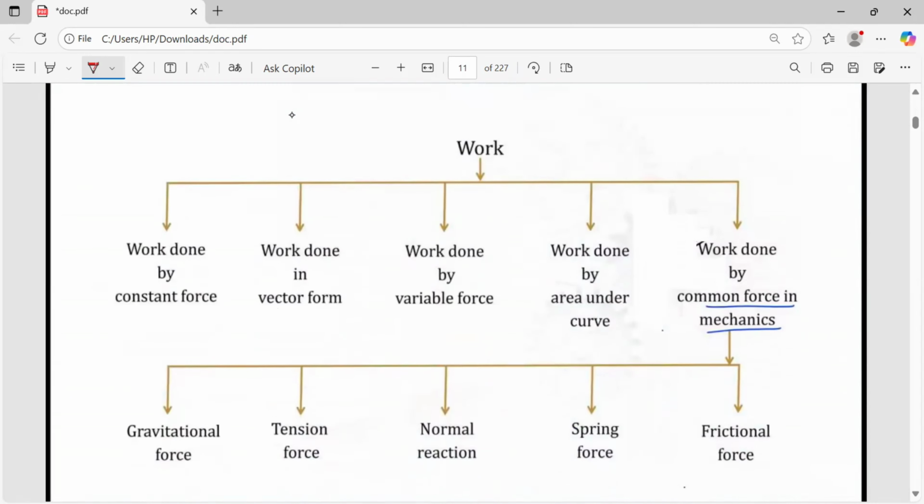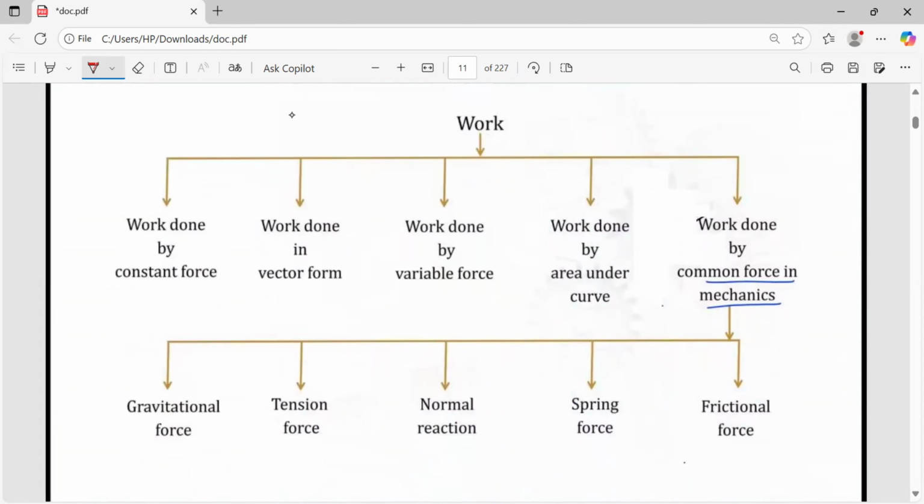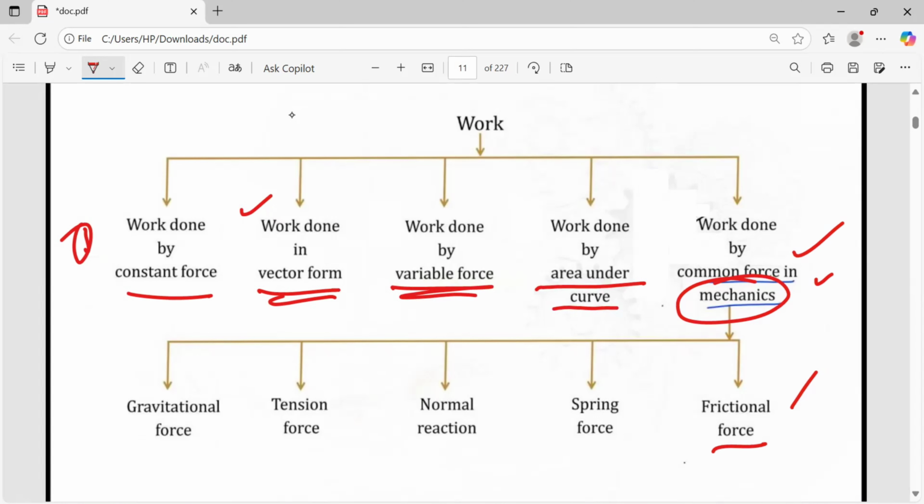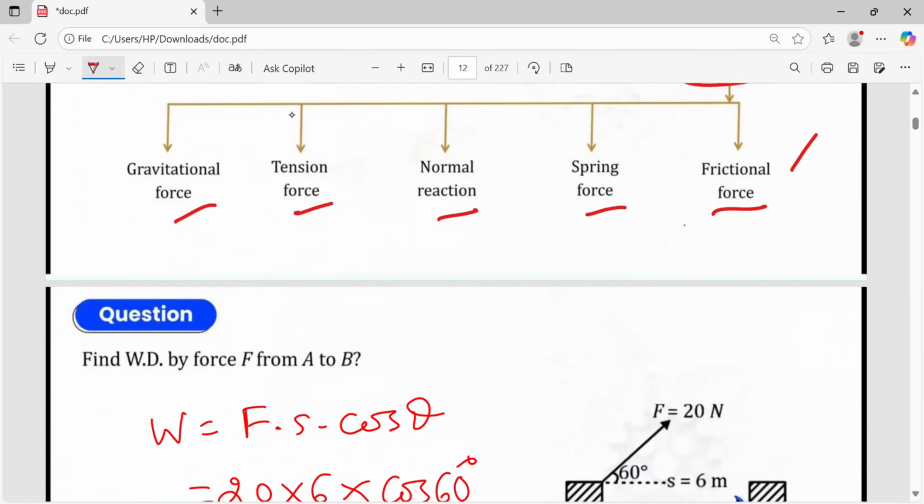Okay, now let us work out certain possibilities which we will be working out throughout this particular chapter. Work done can be of many kinds. First is work done by a constant force, then work done in vector form, then variable force, where you can calculate the work done by using area under the curve. And finally we can have the work done by common forces in mechanics, like frictional force, spring force, normal reaction, tension force, gravitational force. So these are certain kinds of forces or scenarios which we will be studying in the coming chapters.